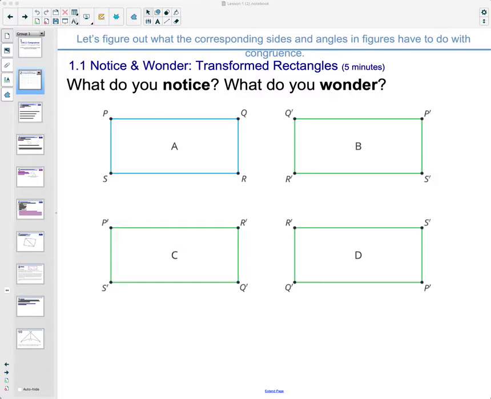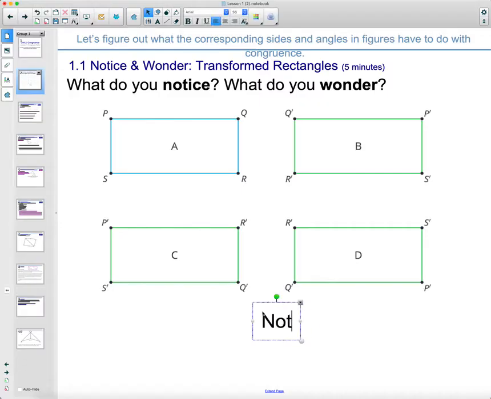This is on page 170 in your student workbook as well. You won't have the color in your student workbook, but you see it on the screen. So let's take a look at some things that people noticed and wondered about these shapes. Maybe you noticed and wondered the same things.